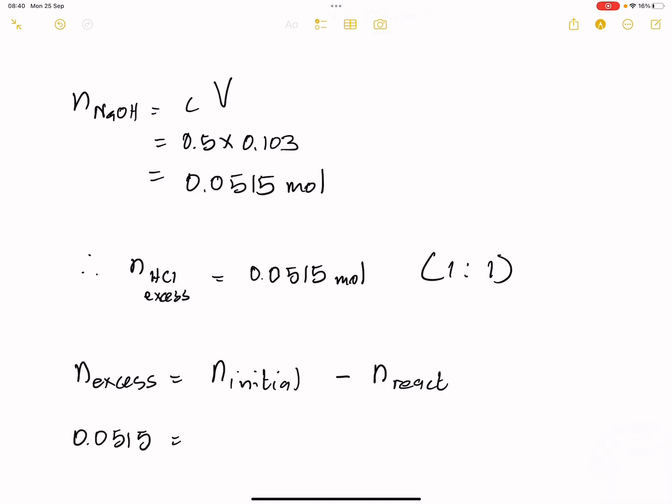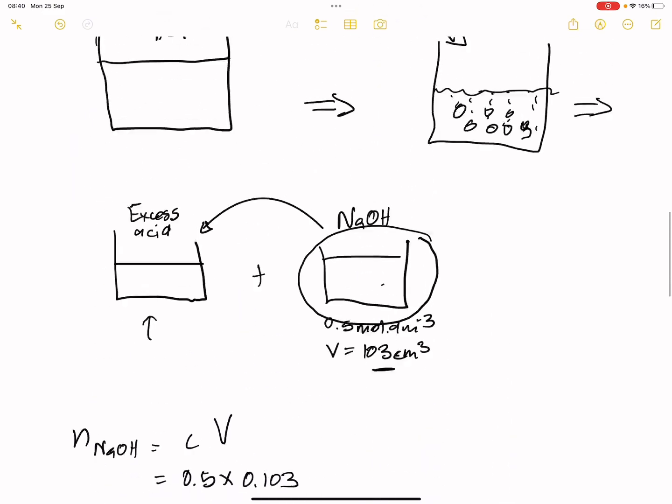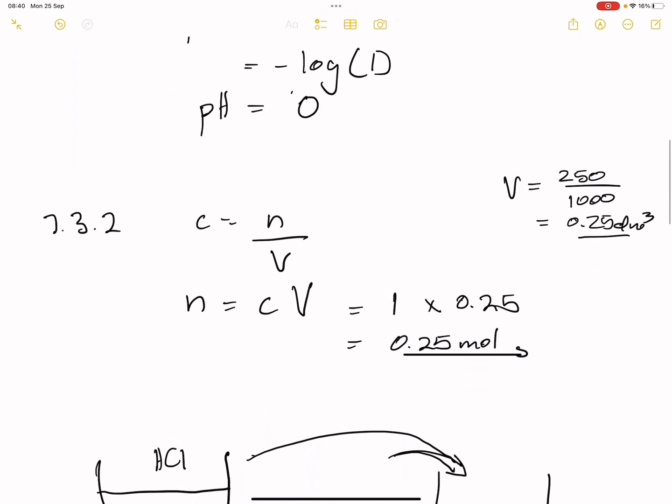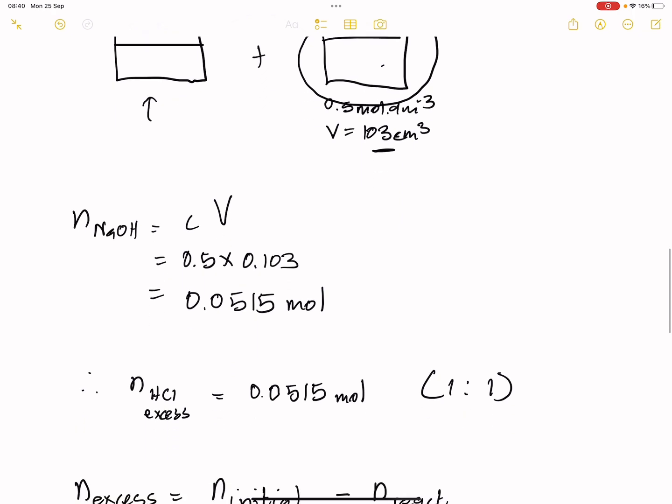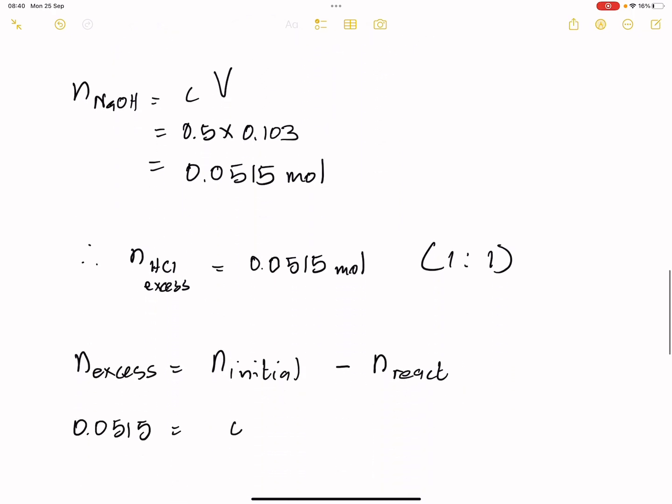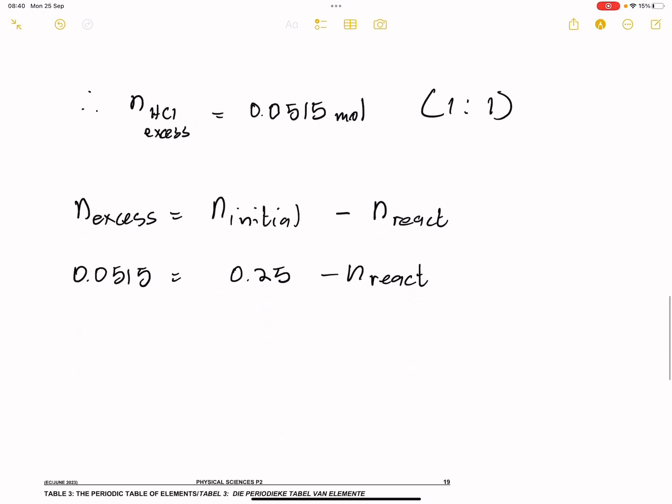0.0515, right? Our initial moles in this case were the ones that we got right from the beginning, 0.25. So we know that we started with 0.25 moles. So this will give us the amount of hydrochloric acid that would have reacted with the eggshells, right?